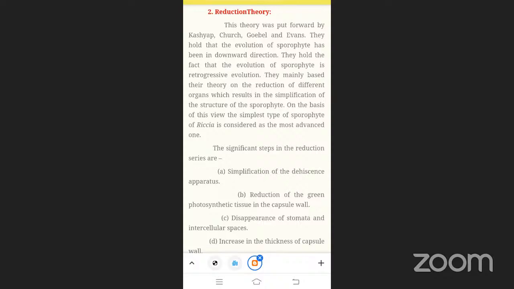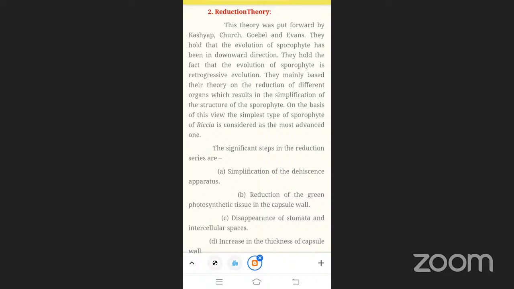So from here, the structure of the sporophyte of Funaria is one important question. Another one is the evolution of sporophyte in bryophytes. This essay question is compulsory. They are asking a compulsory question in the essay questions: evolution of sporophyte in bryophytes.